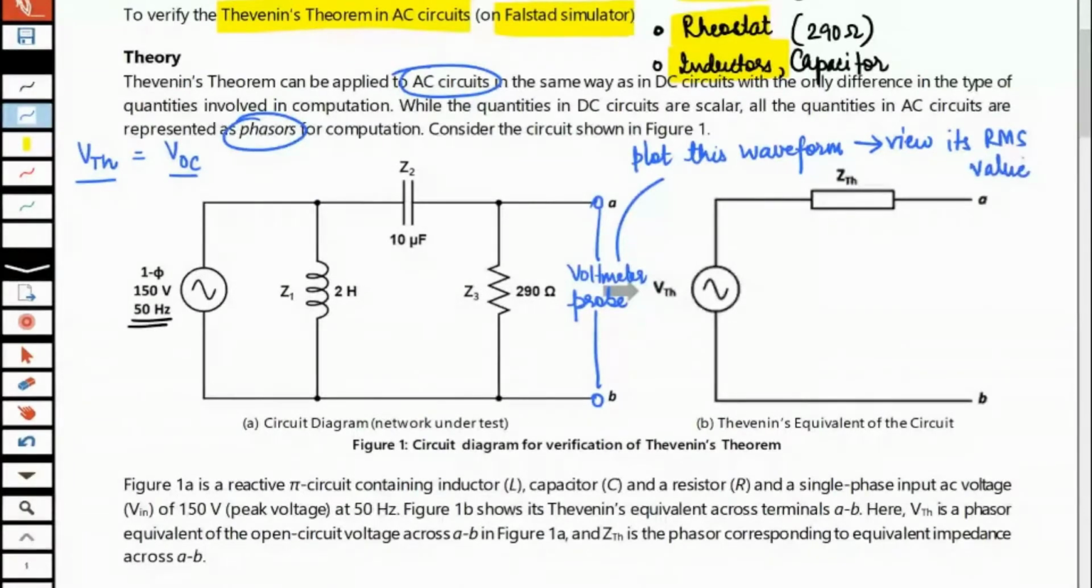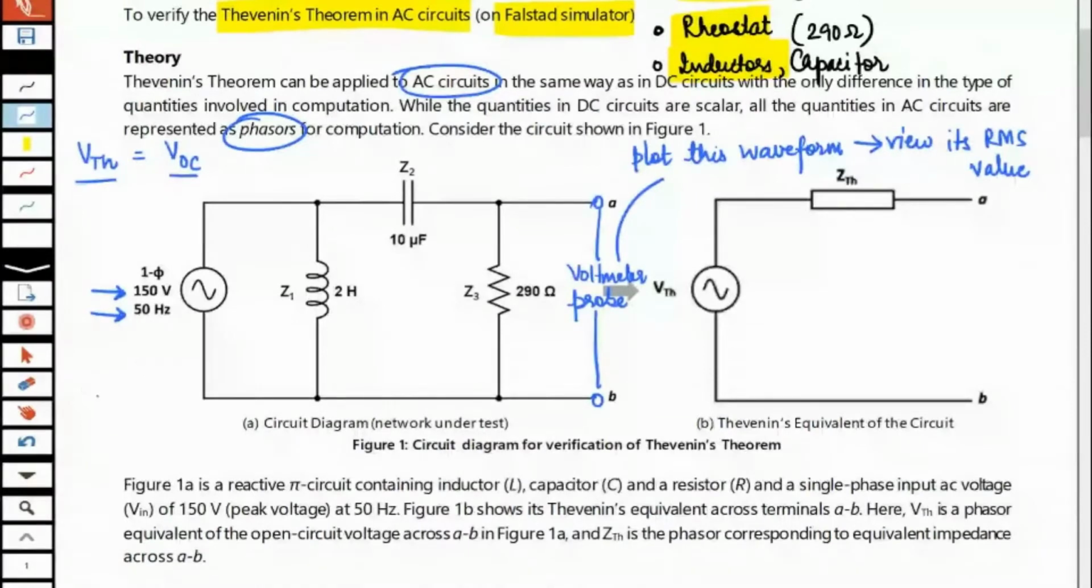Okay, the same thing is for the input. The input is a 150 volt 50 hertz signal. That means when you make it on Falstad, it is single phased. So there are no multiple phases which have phase difference between them. Don't have to worry about that. So what you will do is peak value you will set as 150, frequency you will set as 50.